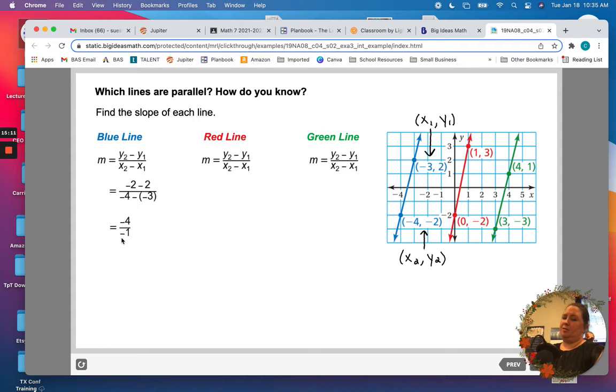It becomes a whole number. It becomes a positive 4. Oh, yes. And it's a whole number because it's over 1.